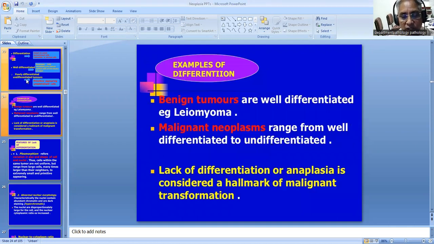So examples of differentiation: benign tumors are well differentiated tumors. The commonest example is leiomyoma of the uterus, which is a tumor arising from the smooth muscle cell. So this is an example of a benign, well differentiated type of tumor. While the malignant tumors or neoplasia range from well differentiated to undifferentiated. So lack of differentiation or anaplasia is considered a feature of malignant transformation of the tumor.